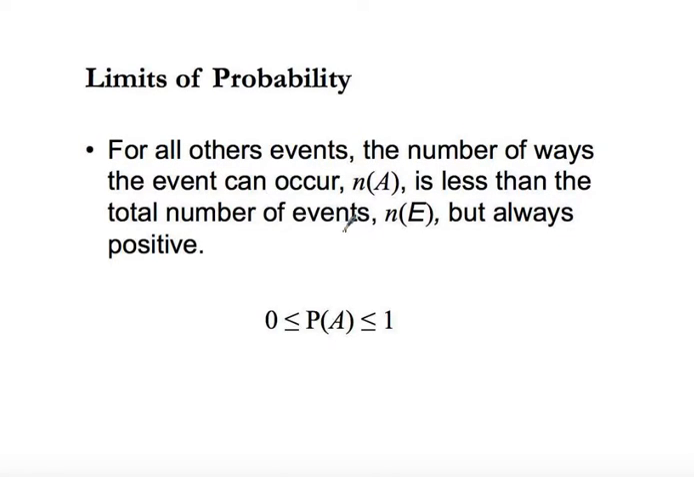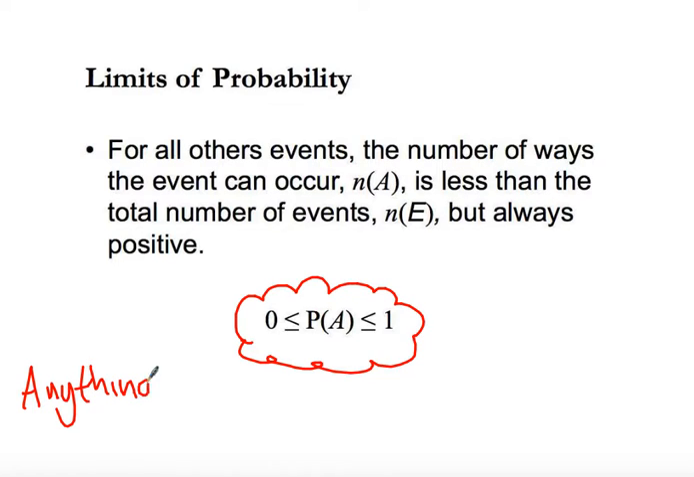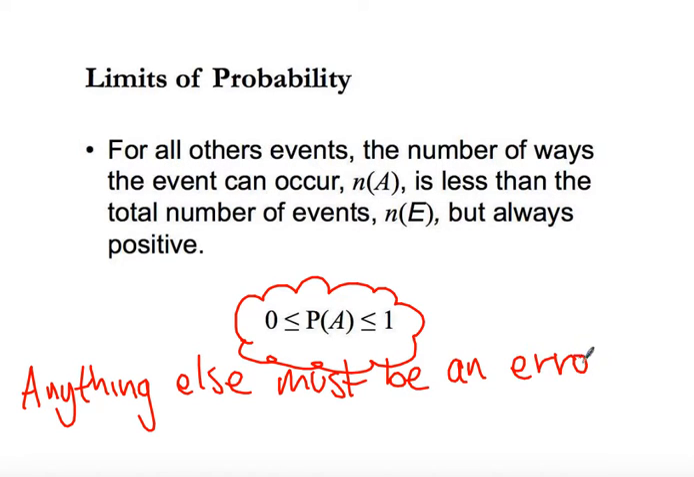So that means for all events, the number of ways the event can occur, NA, is less than the total number of events, but it is always positive. And this bit here at the bottom is really important. Probabilities must always lie between 0 and 1. They can be equal to 0, they can be equal to 1, but they must be in that range. Anything else must be an error. So whenever you're working, if you get any value outside of this range, you must check your working because it means you've done something wrong somewhere.